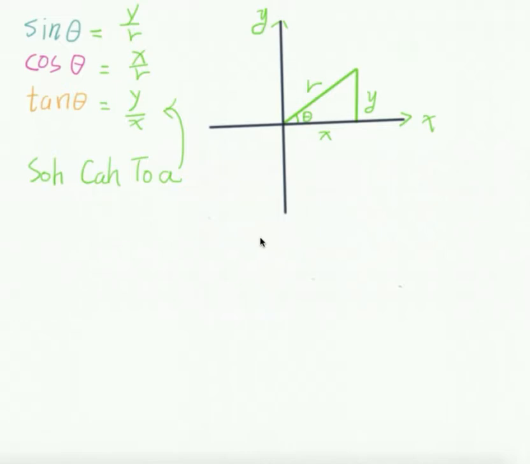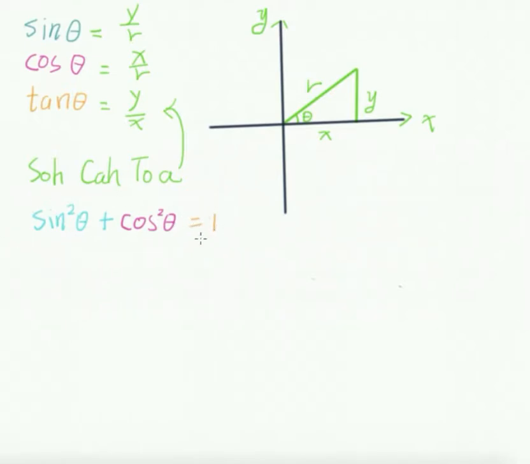Okay, so the next part is our fundamental identity. The fundamental identity tells us that sine squared theta plus cosine squared theta equals 1. And this is true.